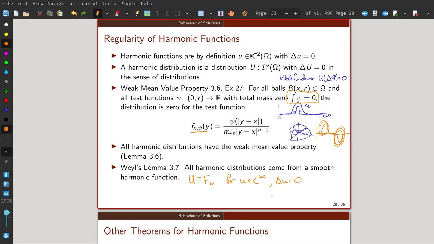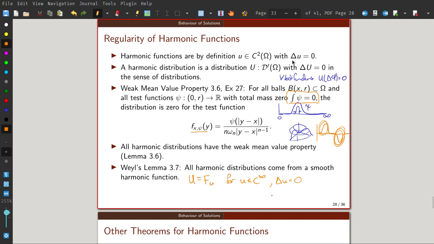So this is what we mean by increase in regularity. By only assuming that it's C2, we prove that in fact it's smooth. Assuming that it's C2 and obeys the Laplace equation, it follows that it's in fact a smooth function. So this is an improvement of regularity.